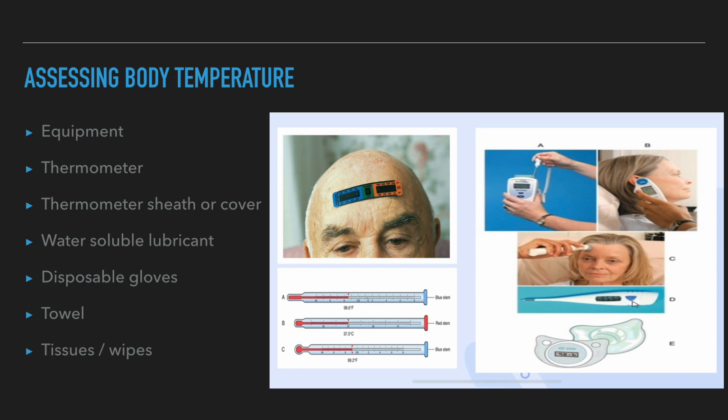5. Temperature-sensitive strips. Temperature-sensitive strips can be used to obtain a general indication of body surface temperature. They are usually placed on the forehead or abdomen. The skin under the strip must be dry. After a specified length of time, the strip changes color.